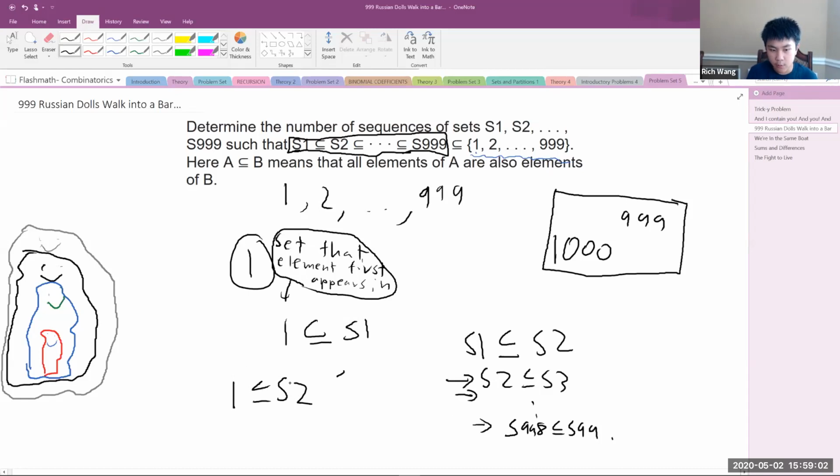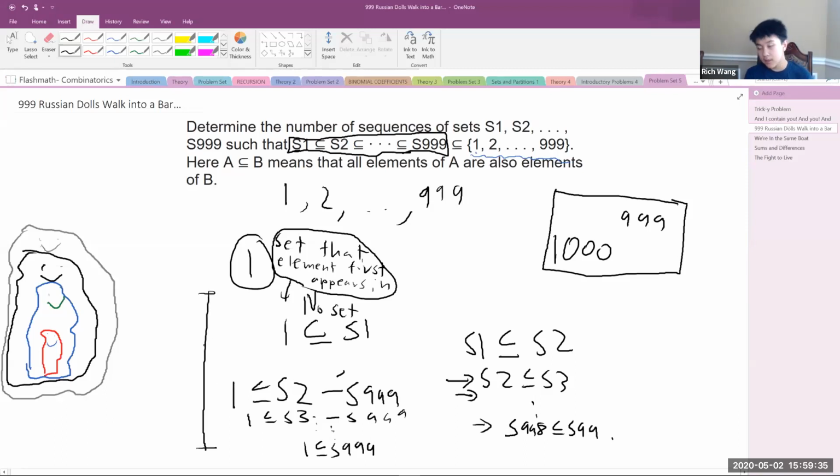we know that the element 1 will be contained in every single set from set 2 to set 999. And we can do this so on, right? We can see that if the first set it is contained in is set 3, it will also be contained in every set up to set 999, and so on. And if the first set it is contained in is just set 999, then the only set it will be contained in is set 999. However, it also has the option of not being contained in any set, so no set. And since there are 1,000 different choices here, because the element 1 can choose the first set it appears in.